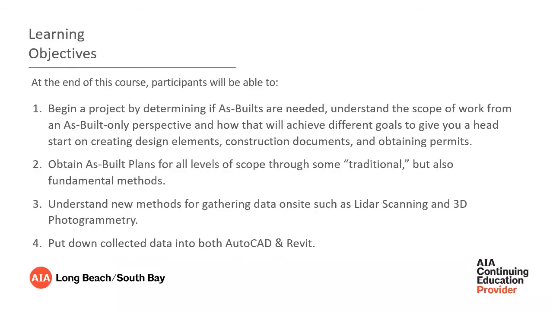Some learning objectives. At the end of this course, participants will be able to, one, begin a project by determining if as-builts are needed, understand the scope of work from an as-built only perspective and how that will achieve different goals, to give you a head start on creating design elements, construction documents, and obtaining permits. Number two, obtain as-built plans for all levels of scope through some traditional but also very fundamental methods. Number three, understand new methods for gathering that data on site, such as LiDAR scanning and 3D photogrammetry, which Greg will jump into. And then finally, be able to put down that collected data into both AutoCAD and Revit programs.